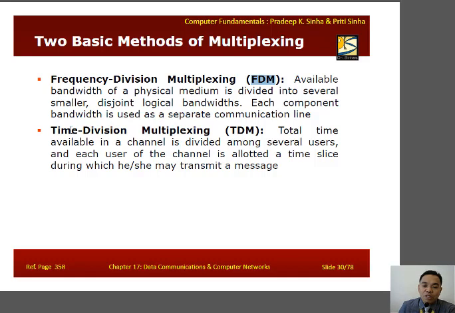While in time division multiplexing, or TDM, the total time available in a channel is divided among several users, and each user of the channel is allotted a time slice during which he or she may transmit a message. Take note of this. There is what you call a time slice in time division multiplexing.